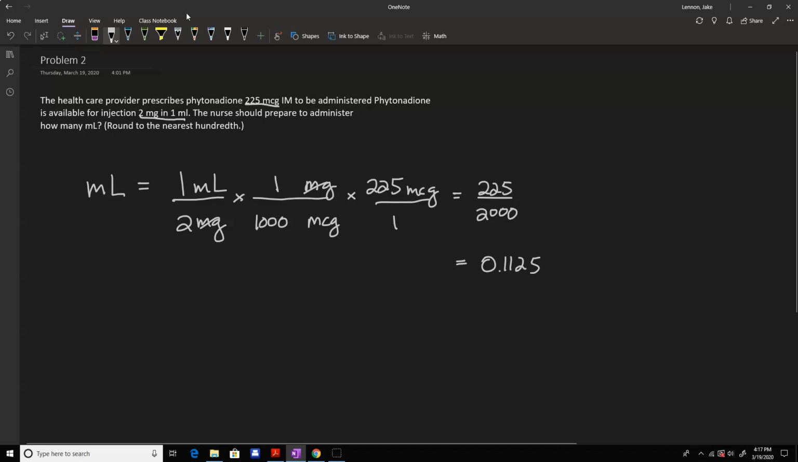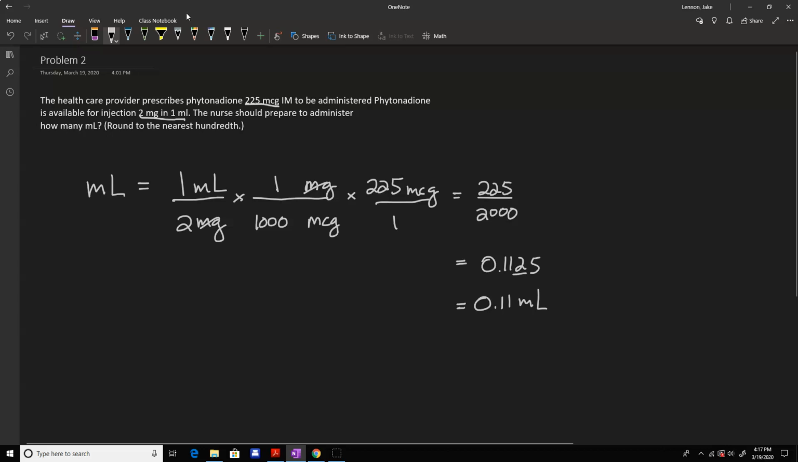0.1125. So hundredth is rounding to the second decimal place, which means I need to look at the third decimal place to tell me what to do. If it's a 0 through 4, I keep that second decimal place, which is a 1, the same. If it were a 5 through 9, I would have bumped it up by 1. So in this case, I get 0.11 milliliters. And let me just remind you, that's our final answer for this problem.